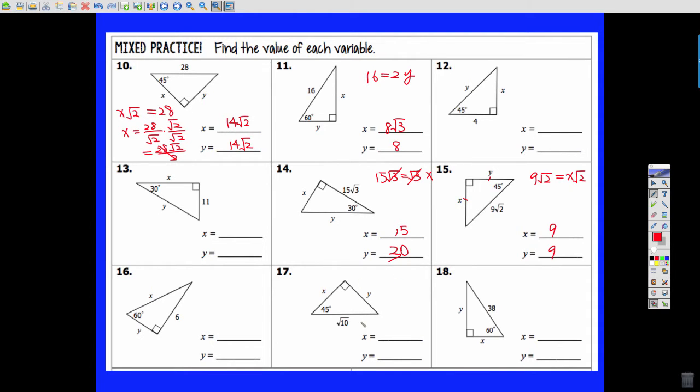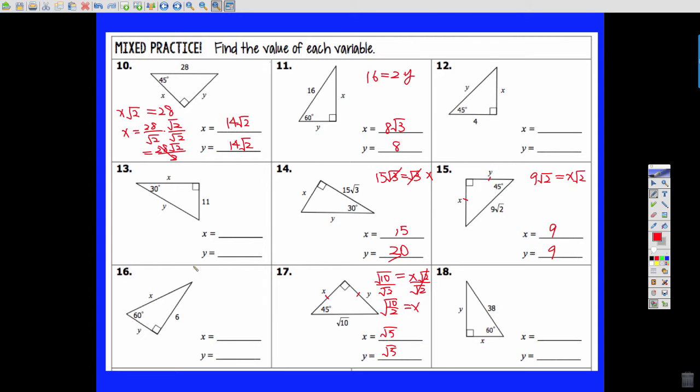Number 17, it's a 45-45, therefore it's an isosceles right triangle. Same thing. My hypotenuse is root 10, and my hypotenuse should be whatever my leg is multiplied by root 2. If I divide both sides by root 2, I cancel this root 2, and over here I would have root 10 over root 2. Combine the square roots because it's a division, and I would have the square root of 5. X and y both equal square root of 5. Okay? I think the rest of them are pretty straightforward.